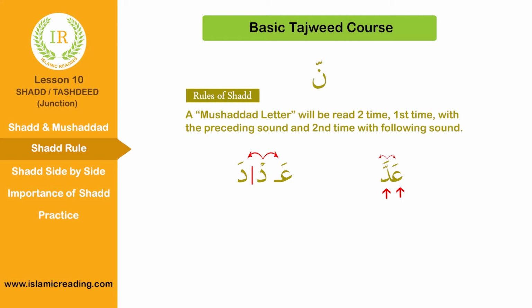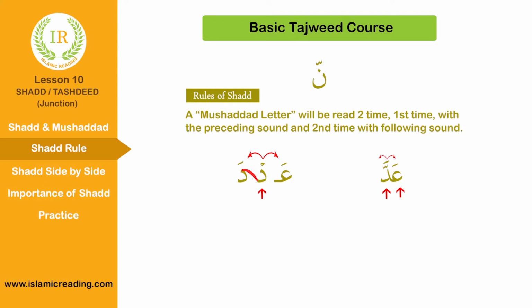Addada. That's not right. It's against the Tashdeed rule. We cannot break the sound of the Mushaddad letter. Though it will be read two times, we will read it as one sound. Adda, not addada. Listen again. Adda, not addada. Also notice that by performing the junction or the Shadd rule, the first time the pronunciation of the Mushaddad letter seems to be read as a Sakin letter.